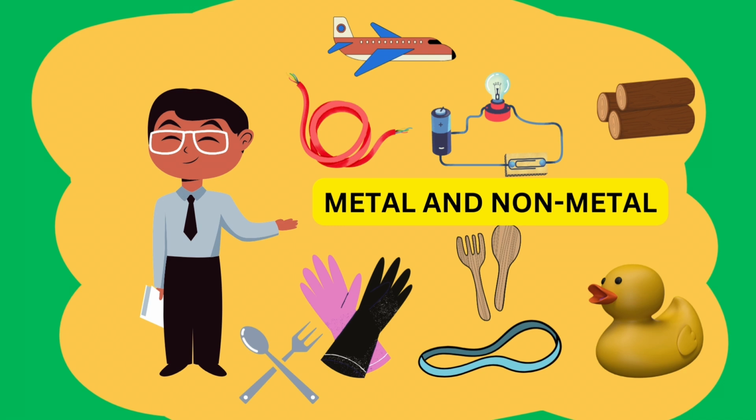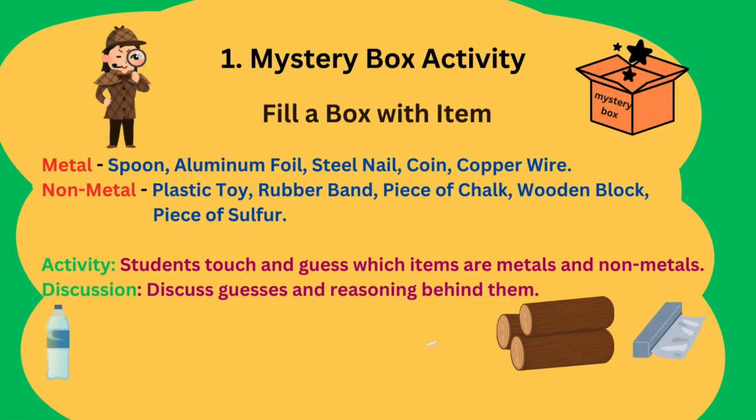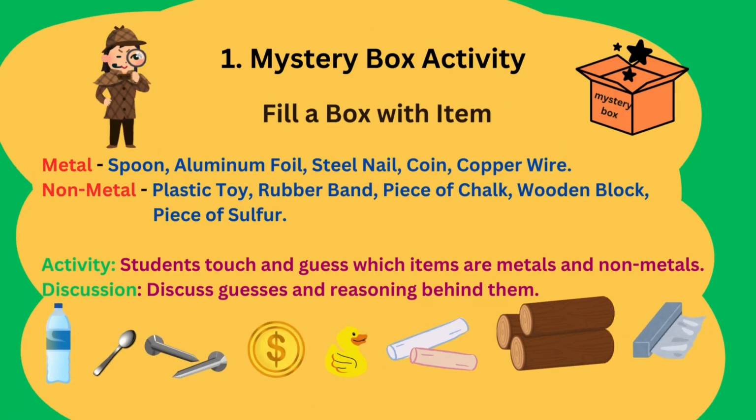First up, we have the mystery box activity. The activity starts with a mystery box filled with various items. Examples include metals: a metal spoon, aluminum foil, a steel nail, a coin, a copper wire. Non-metals: a plastic toy, a rubber band, a piece of chalk, a wooden block, a piece of sulfur.